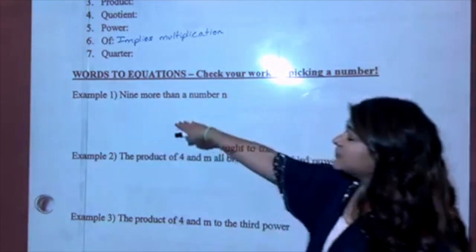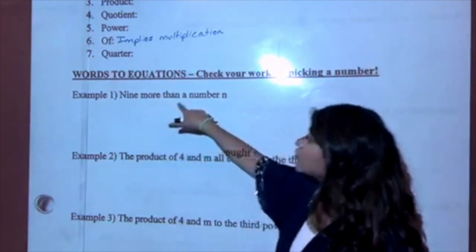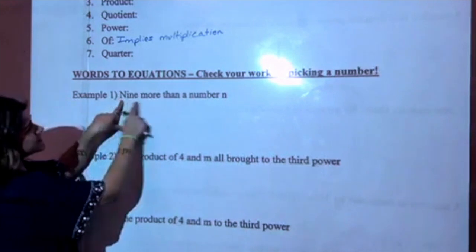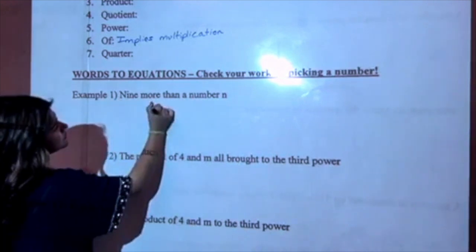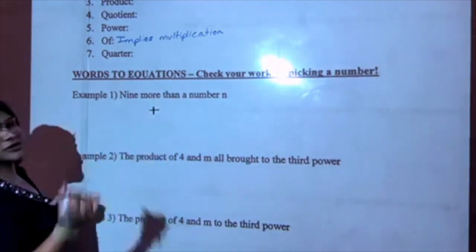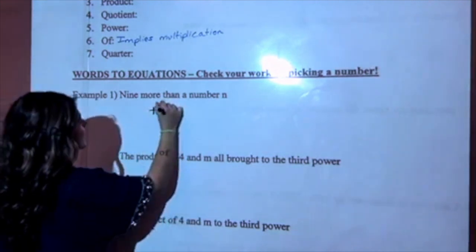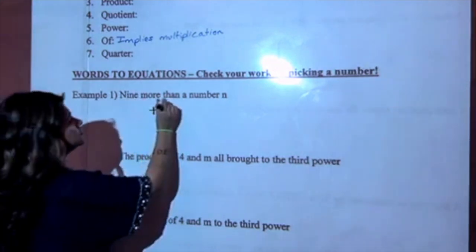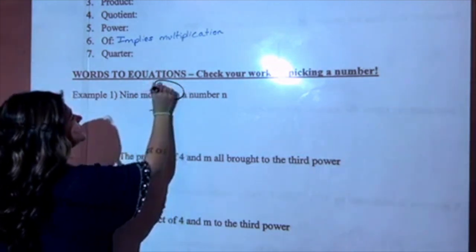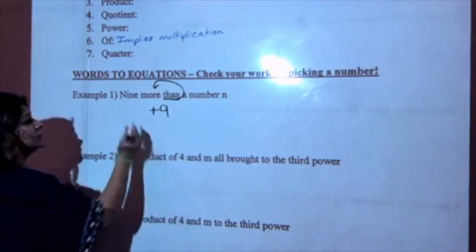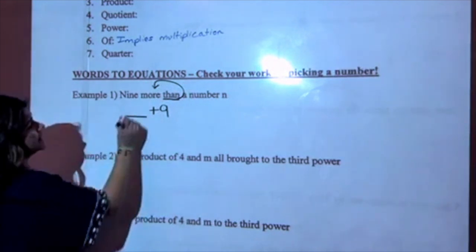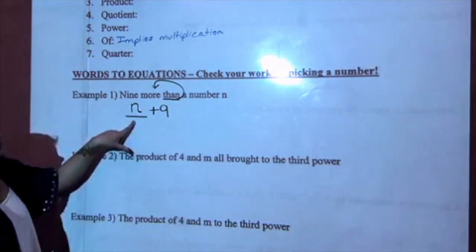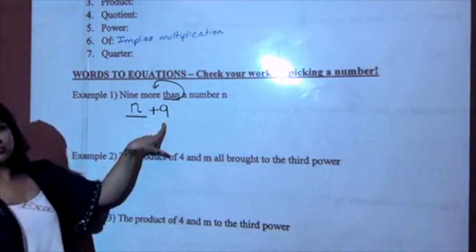Okay. So example 1 says 9 more than a number. So if we're thinking, what does more mean? Well, more implies greater or addition. And it's 9 more, specifically. So 9 more than who? This then says that we are adding 9 to something. So we are adding 9 to a number n. N is the starting point, and we are adding 9 to it.